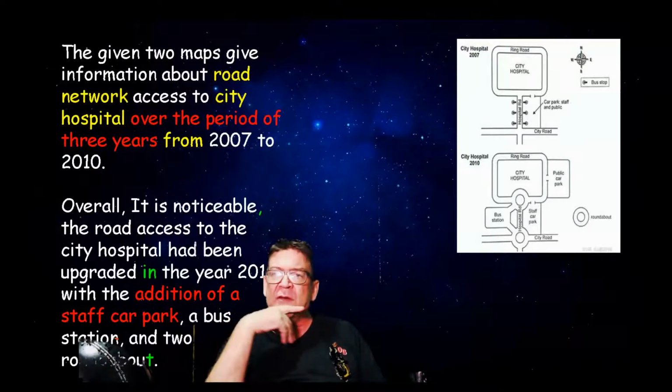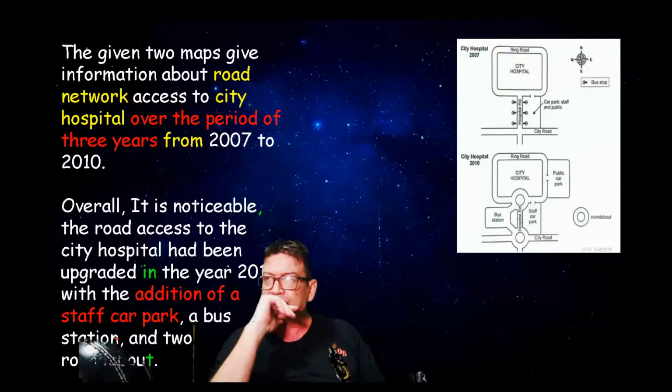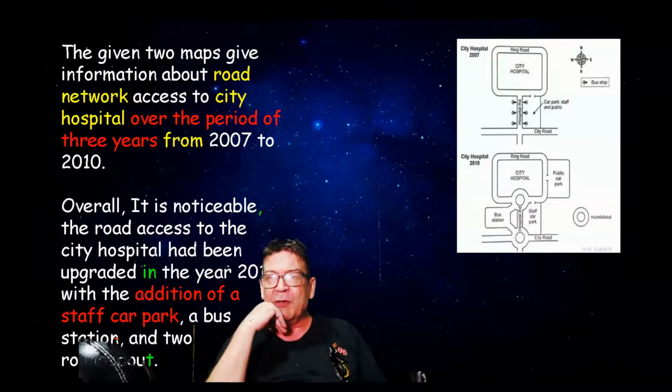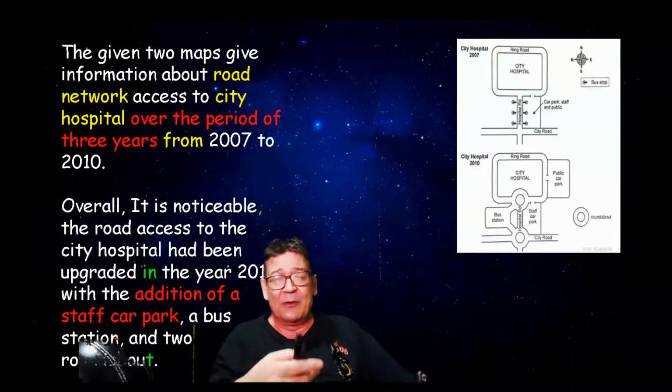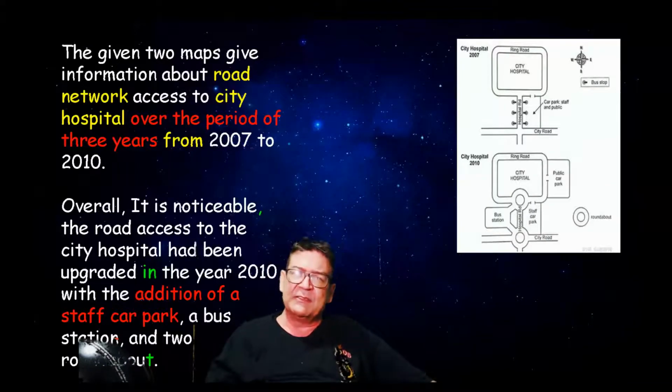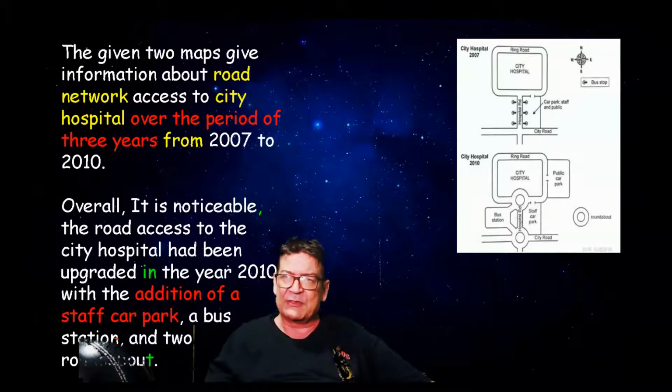With the addition of a staff car park. Nope. Where is our staff car park in 2010? It's in the place where the staff car park was before. What has been added? A public car park. So you got that wrong. What was added? A bus station and 2 roundabouts. Well, roundabouts I don't think are important. But getting what they added wrong, it's going to hurt.